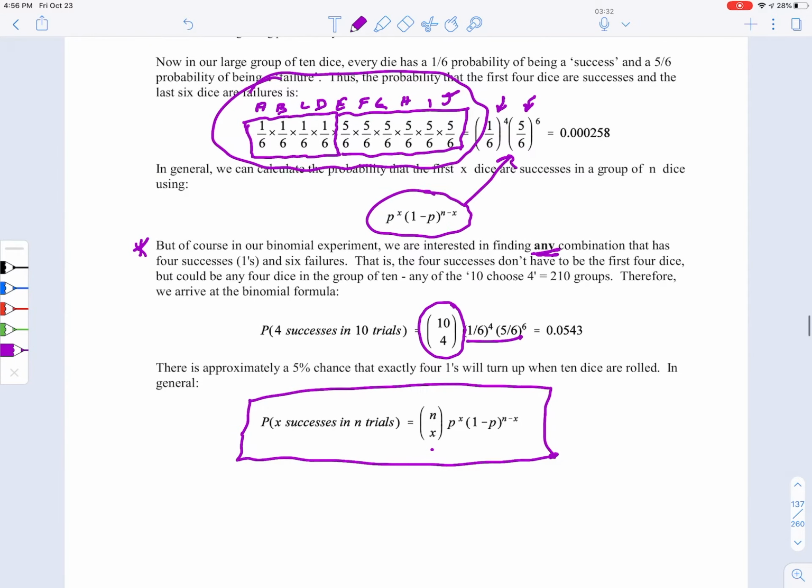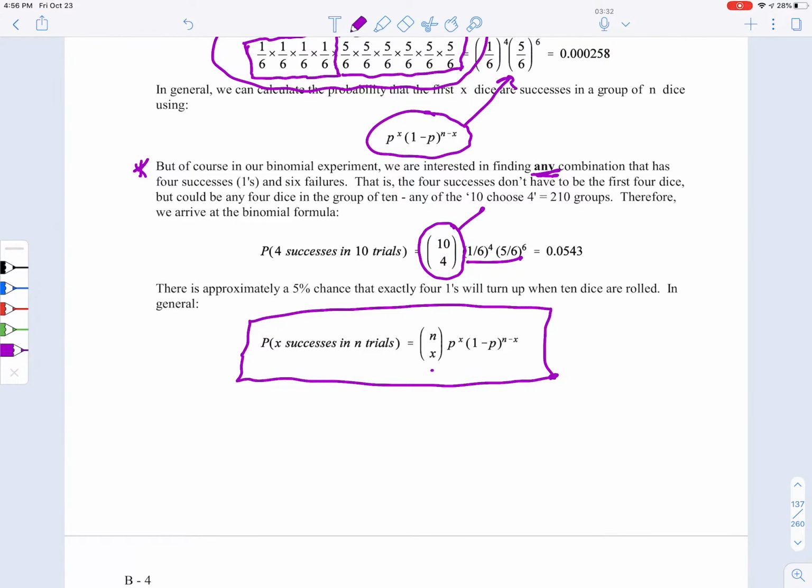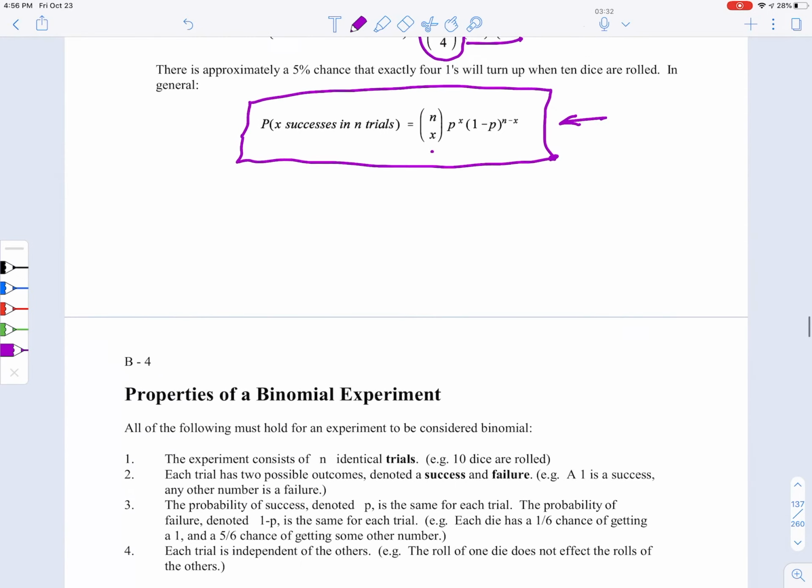But we also said that those 4 successes don't necessarily have to be the first 4. They could be any 4 dice in those 10. And therefore, there are 10 choose 4 different combinations that would give us 4 successes and 6 failures. The generic formula for a binomial probability is this: the probability of getting x successes in n trials is n choose x times p to the x times (1 minus p) to the n minus x.